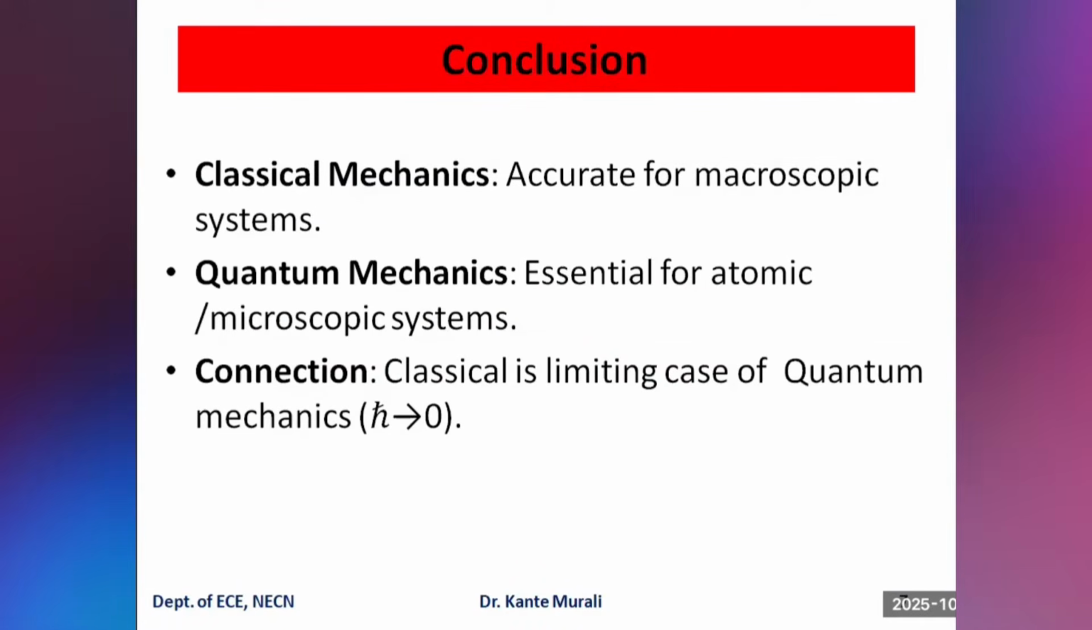Based on the discussion, let me conclude: classical mechanics gives accurate measurement of macroscopic systems, whereas quantum mechanics is essential for atomic and microscopic systems. However, as I discussed in session 1, classical mechanics is the extension of quantum mechanics. Simply by putting h cross equal to 0, quantum mechanics becomes classical mechanics. That means it is a continuation or extension of quantum mechanics.